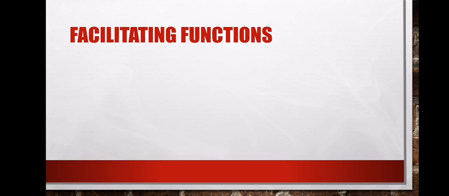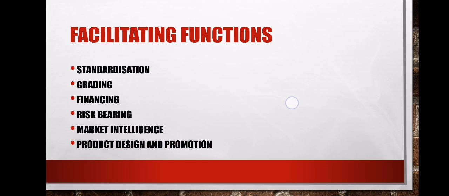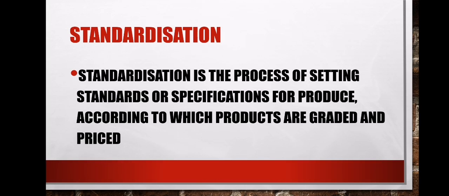Let's quickly look at the facilitating functions. I will focus more on 3 here. We have standardization, grading, financing, risk bearing, market intelligence, which is one of the important ones, and product design, together with customer support. When we look at standardization, it's simple. Standardization is the process of setting standards or specifications for produce according to which products are graded and priced.